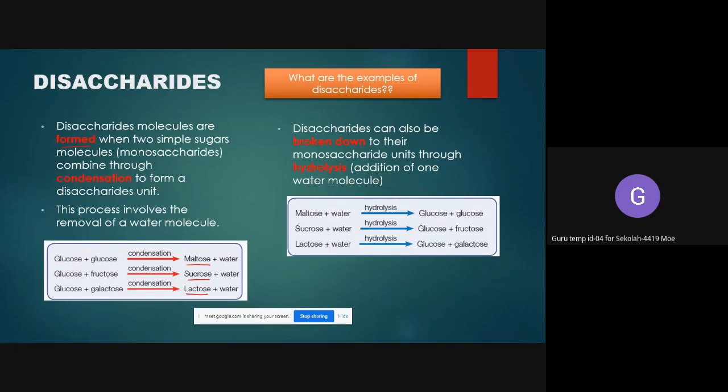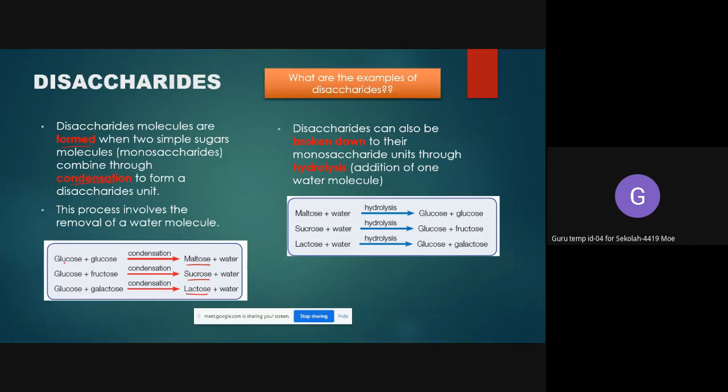Disaccharide ni terjadi apabila two simple sugar, dua monosaccharide, digabungkan melalui proses condensation. This process involves the removal of a water molecule.